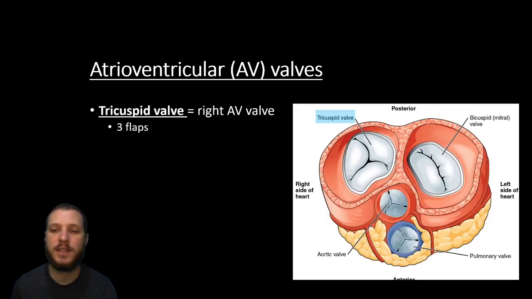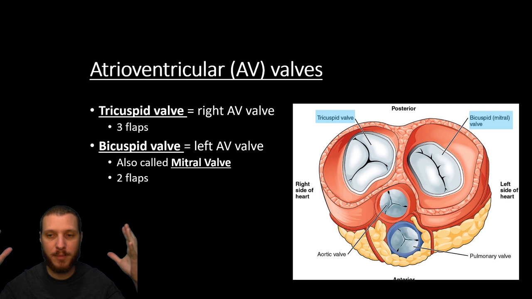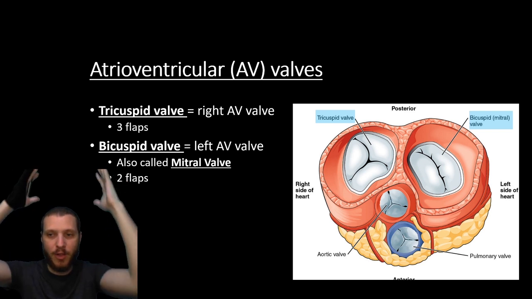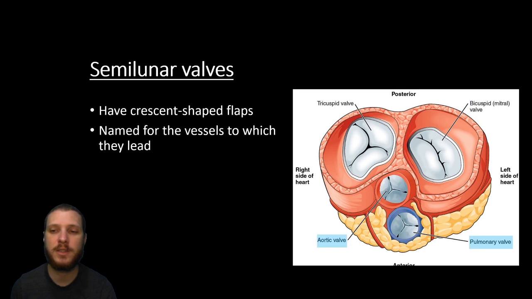So looking at each individual valve, on the right side, we have a tricuspid valve, named because you can see there's three cusps here. Whereas on the left side, the left AV valve only has two cusps. So we're going to call that the bicuspid valve, also known as the mitral valve. Mitral because a bishop is going to wear that very long hat, so it kind of looks like a mitre. But mitral valve is just synonymous with the bicuspid.